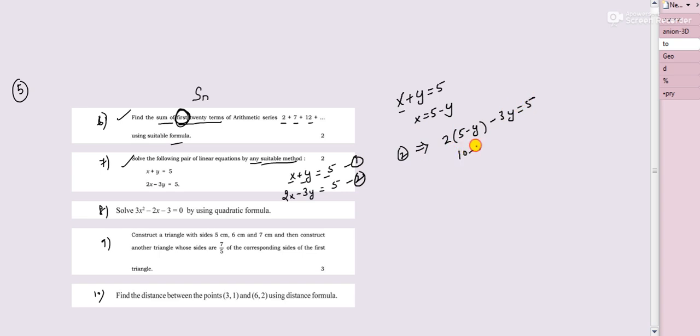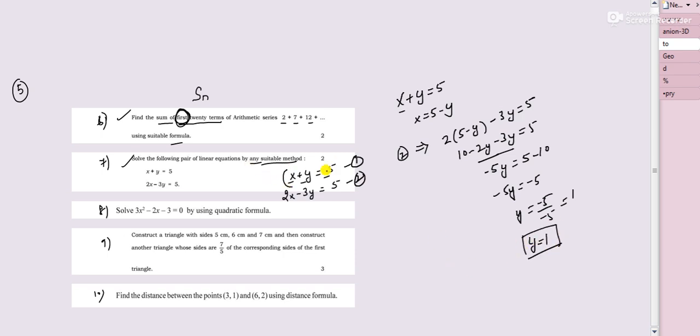So 10 minus 2y minus 3y equals 5. This variable you keep in the LHS and this you bring to the RHS. So this becomes minus 5y, and here minus 5. So y is minus 5 by minus 5, that is 1. So the value of y is 1. Now substitute here. Therefore x becomes 5 minus y, that is 4.